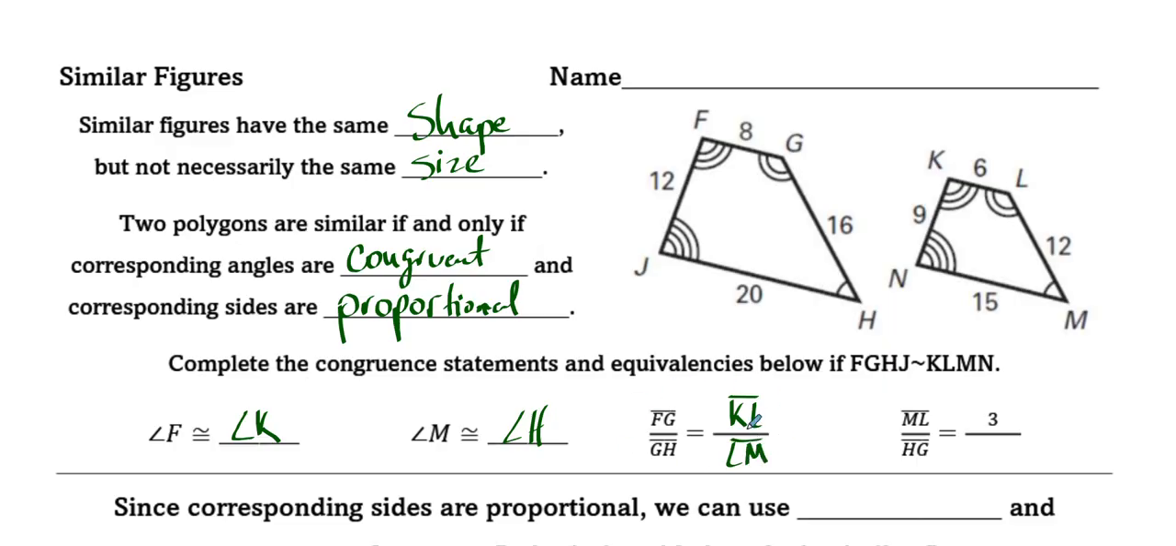So we can just compare side lengths. We can also think about what numbers those would actually be. ML, that side, compares to HG as 12 over 16. So that ratio is really 3 to 4. We're just simplifying that fraction. The similarity statement is written like this, with that tilde in between, saying that FGHJ is similar to KLMN, same way as congruent triangles. These correspond. So side FG corresponds with side KL.